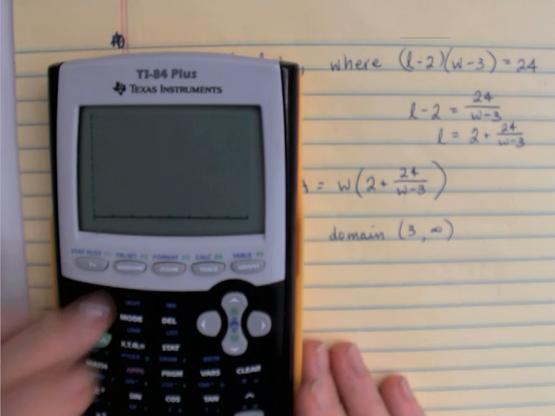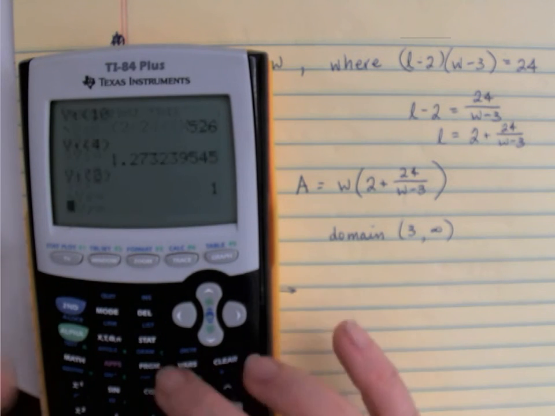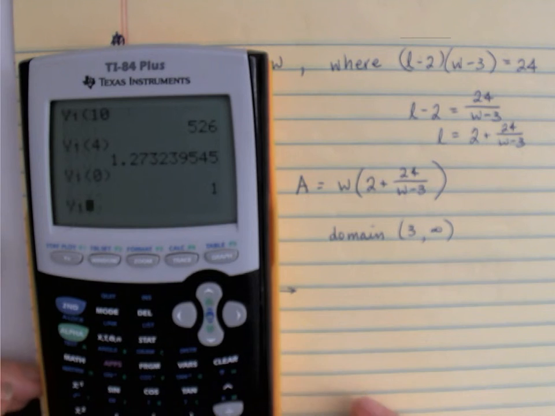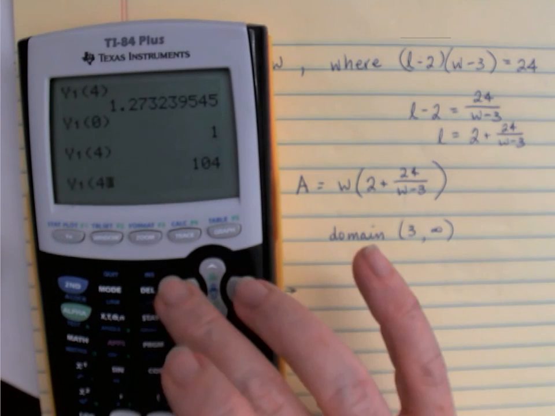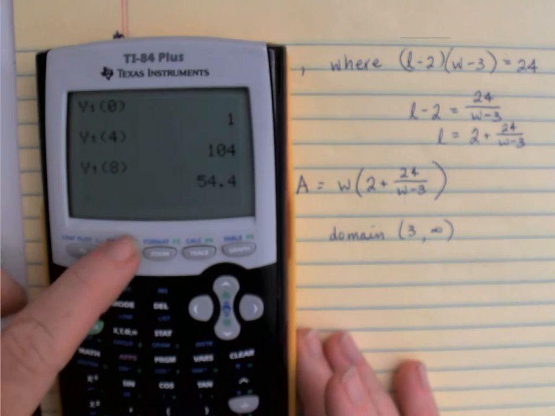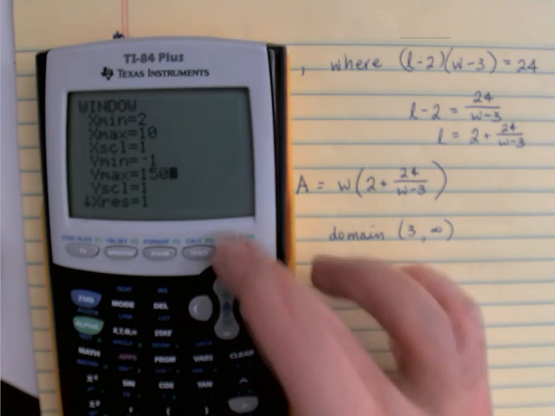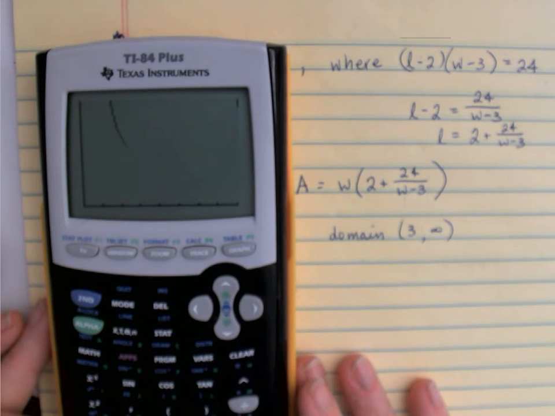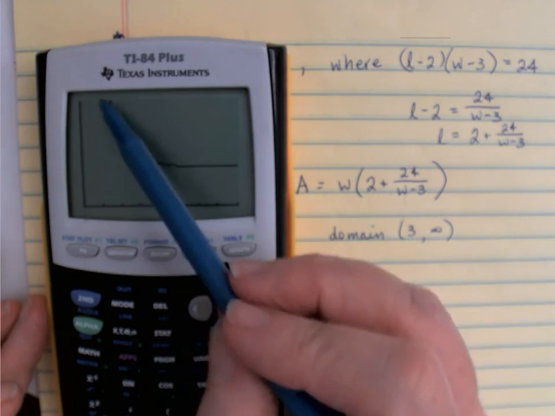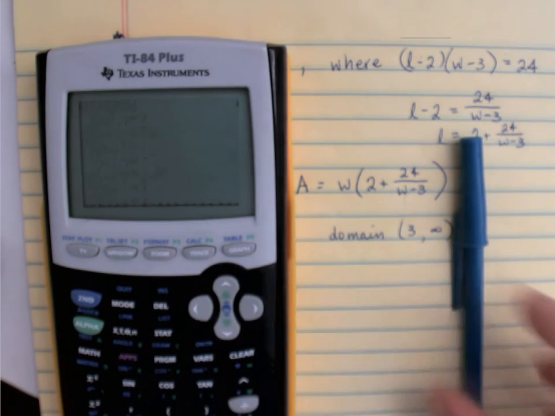Nope. So let's just test a value. Let's suppose I plug in Y vars, function, Y sub 1. Suppose I plug in a 4. Oh, that's up to 104. If I plug in an 8, that's 54. So I'm going to set my window. I'm going to make my Y max, I'm going to try 150 and see what that looks like. Okay, so it's coming down, and I'm assuming it's going to go back up. So I think I need to expand my X max.